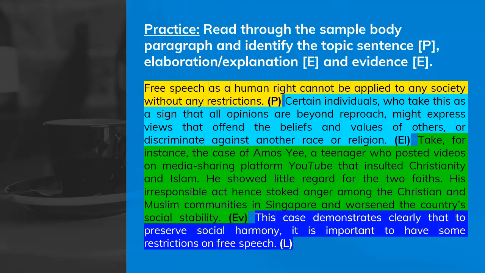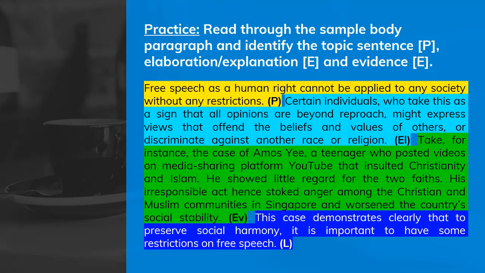Okay, now we'll show you the answer. The first one, usually the point comes first, which is your first sentence. Second, from "certain individuals" all the way to "religion", is your elaboration. Okay, or you can call it explanation. So it elaborates on the idea of what free speech really is and what is actually being implied when you are talking about free speech. And the condition is that you shouldn't be offending other people's beliefs and values.